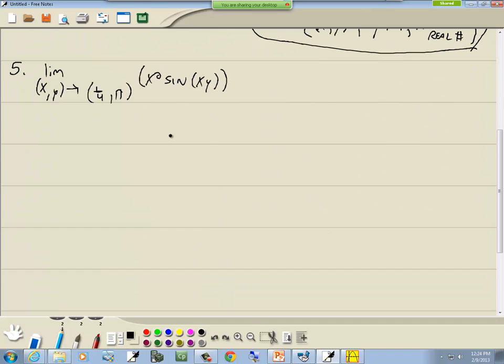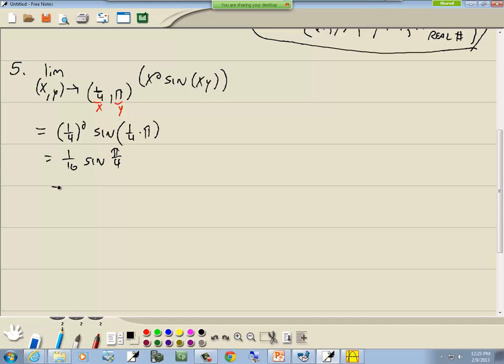Now here, sine doesn't have any places where it's undefined. It goes along smoothly everywhere. X squared doesn't have any problems. And I can put anything in for x and y on this. So we should be fine at just plugging in our values. Okay, so put this in for x, put this in for y. So we have 1/4 squared times sine of 1/4 times pi. That gives us 1/16 sine pi over 4.